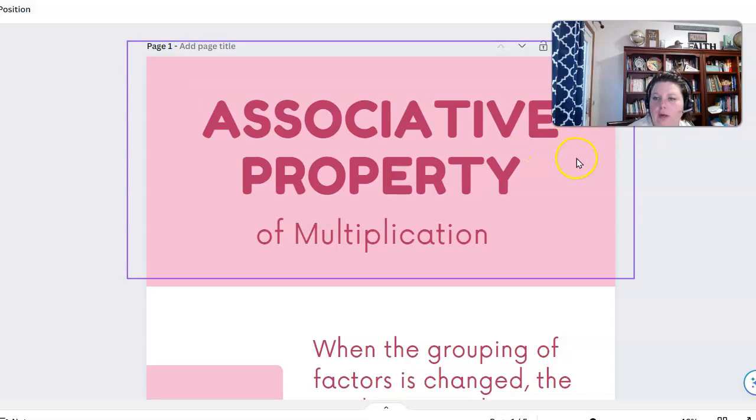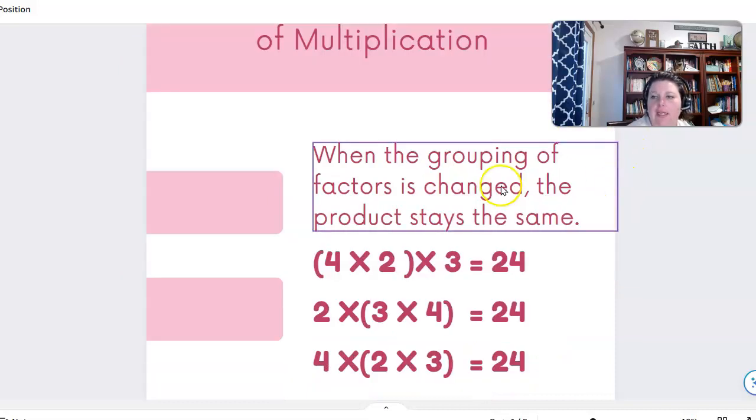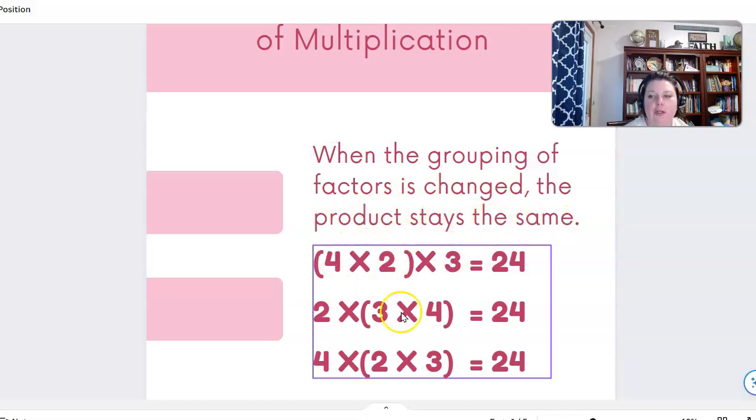The associative property of multiplication is a property that states when the grouping of the factors is changed, the product stays the same. The factors are all the numbers that are being multiplied together. The product is your answer to a multiplication problem.